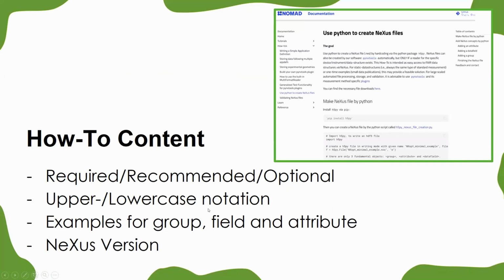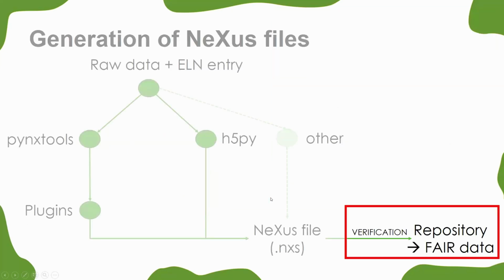Also a little bit about the upper and lower case notation again, if this was a little bit too confusing, and also the specific examples. And what is always important is that you have to include the NeXus version. For example, if you use the 2024 version and you don't change your setup in 6 years or so, you still use this version, and you have to specify that you use this version. Otherwise possibly some fields are missing or are not compliant with the NeXus standard.